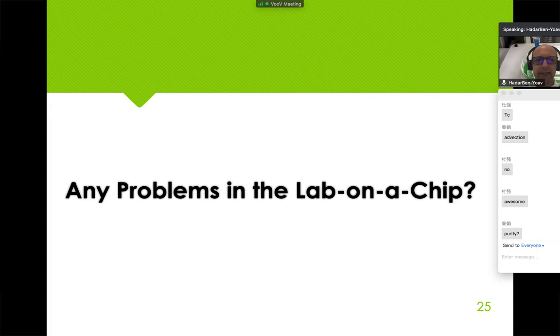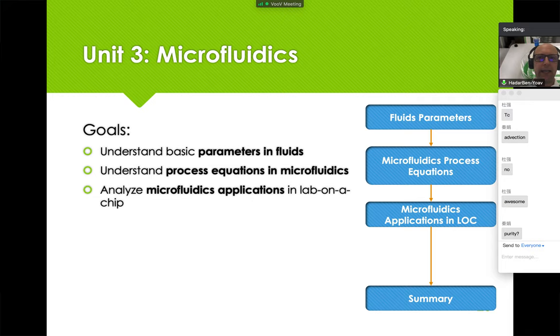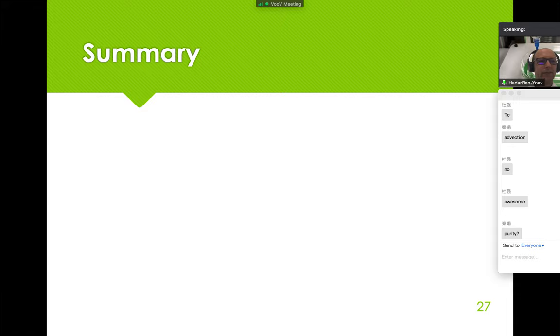So with that, we finish lecture number 3, microfluidics. We wanted to understand the basic parameters of fluid. We wanted to understand equations, how to model or describe the flow and the mass transfer. You remember Reynolds number, Peclet number, what are the dominant transport mechanisms in your configuration geometry. And then we saw two examples, the H filter and the CTC separation application. So let's do some summary.